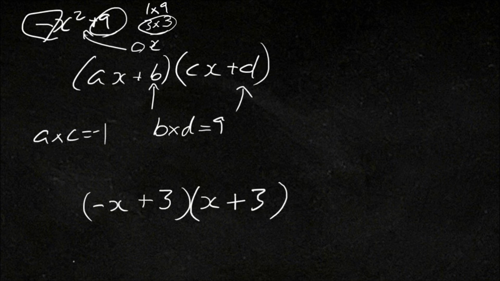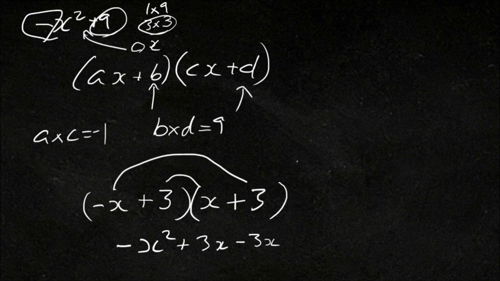And we'll just check if this works. So this is negative x squared plus 3x, that's that one, minus 3x and plus 9, which is that. These two cancel, and you're left with our minus x squared plus 9. We'll look at a simpler way of doing this same question using the difference of two squares.